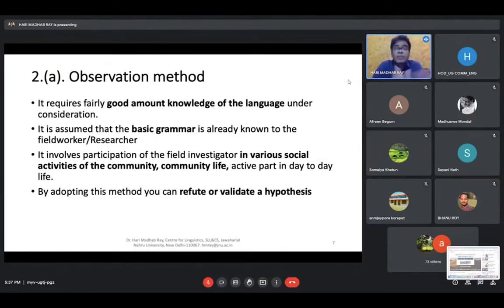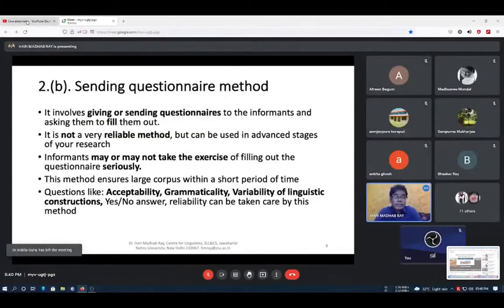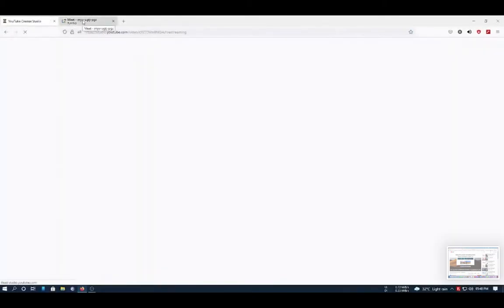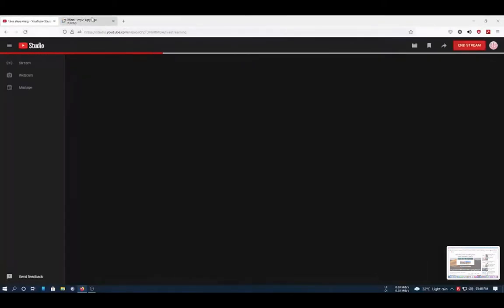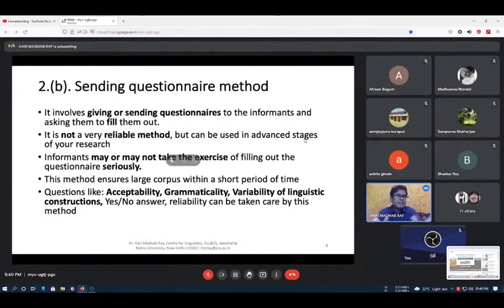So it involves participation of the field investigator in various social activities of the community life, an active part of the day-to-day life, all these things. So basically you have a good amount of knowledge of the language and also the community, and grammaticality, even in sociolinguistics, variability of linguistic constructions, yes-no answers, reliability. These are some of the things.